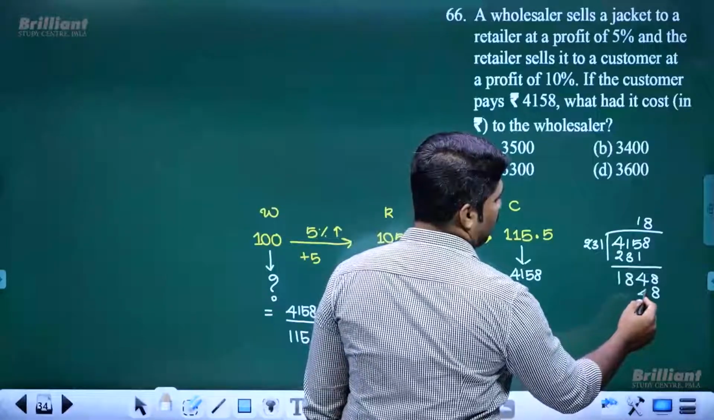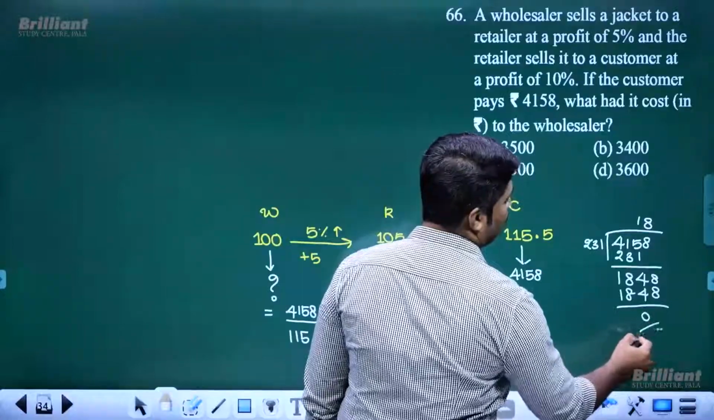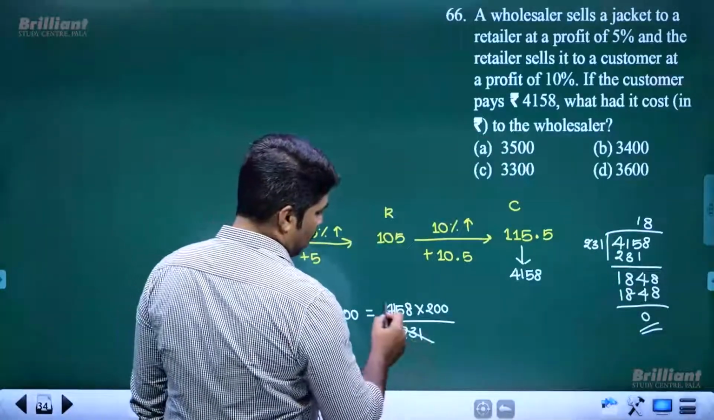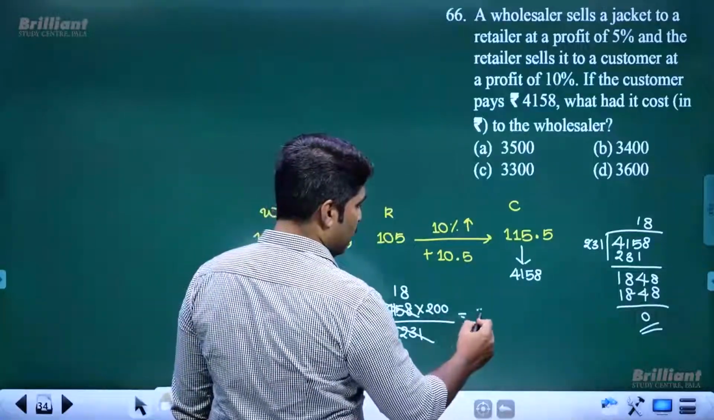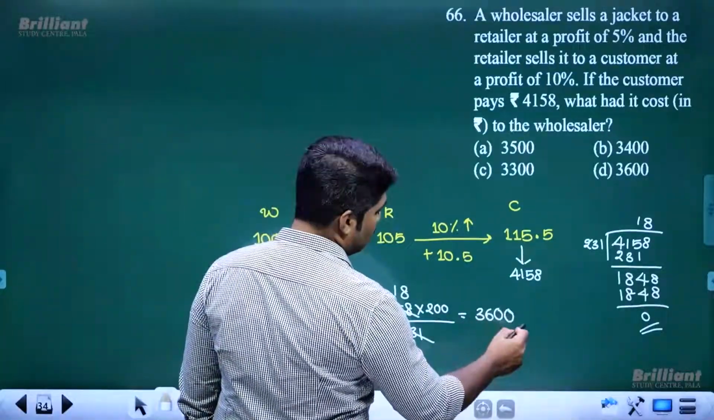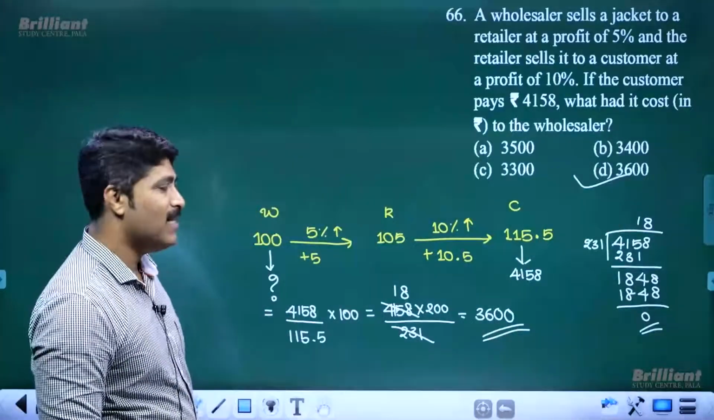3 into 8, 24. 2 is there. 16 plus 2, 18 is there. So therefore, that is 18 times. 18 into 200, what is the answer here? Which is equal to 3600. So here the answer is option D, that is 3600.